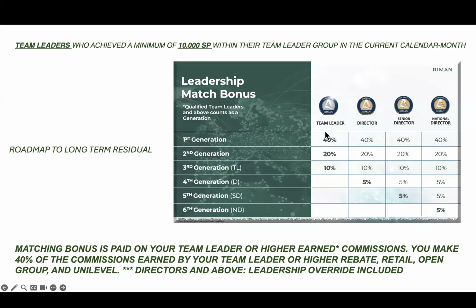Now, what makes this really special is as you promote more team leaders, you're going to unlock the ability to get paid up to 3 generations of team leaders in all your legs. When you become a director, you unlock another generation and get paid on 4 generations on all your legs of directors. Senior director, you unlock 5. National director, you unlock 6 generations: 40, 20, 10, 5, 5, 5. Okay, so let me show you how the leadership match works.